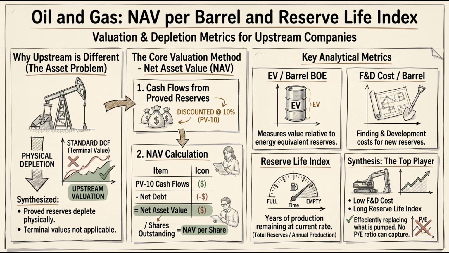Analysts also track enterprise value per barrel of oil equivalent, finding and development costs per barrel, and the reserve life index, which is total reserves divided by annual production. A company with low finding costs and a high reserve life index is efficiently replacing what it pumps, a critical efficiency that no price-to-earnings ratio can capture.